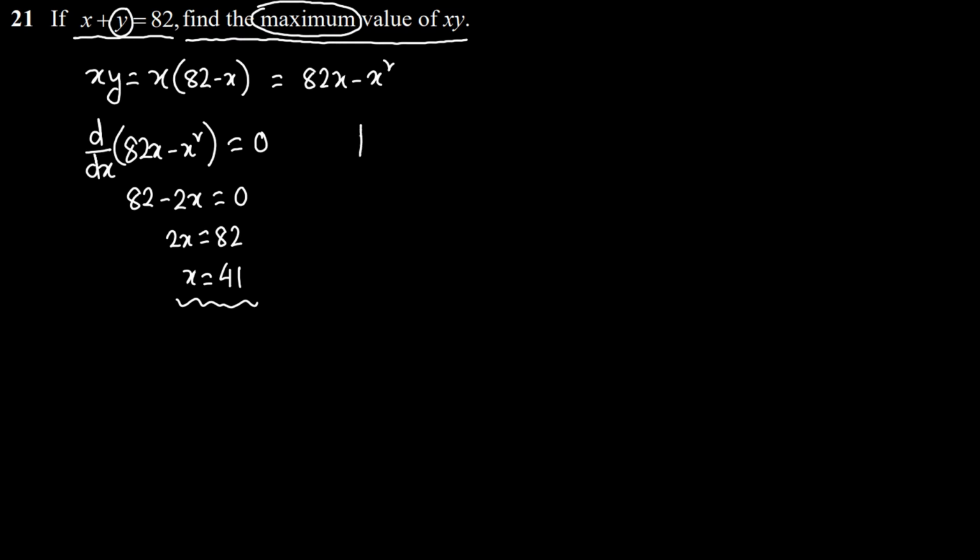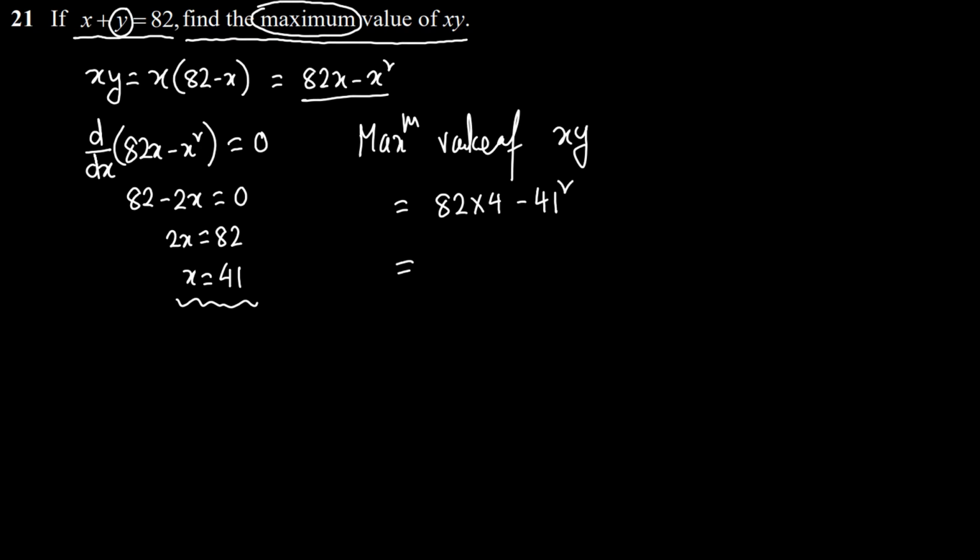So what is the maximum value of xy? Now we can write the maximum value of xy as 82x minus x squared. Instead of x, we are going to put 41 here: 82 times 41 minus 41 whole squared. Then we get the answer from here.